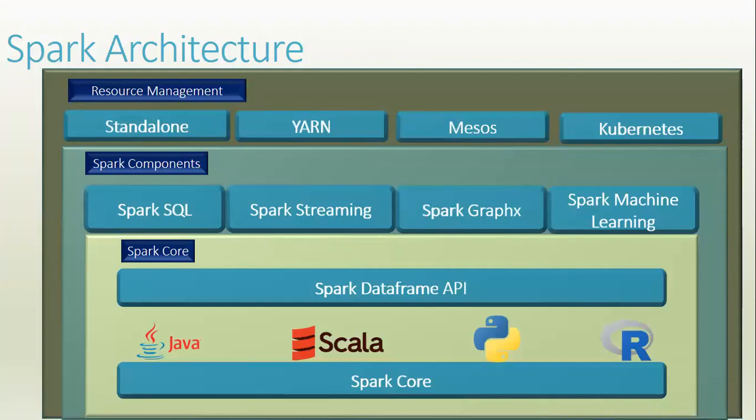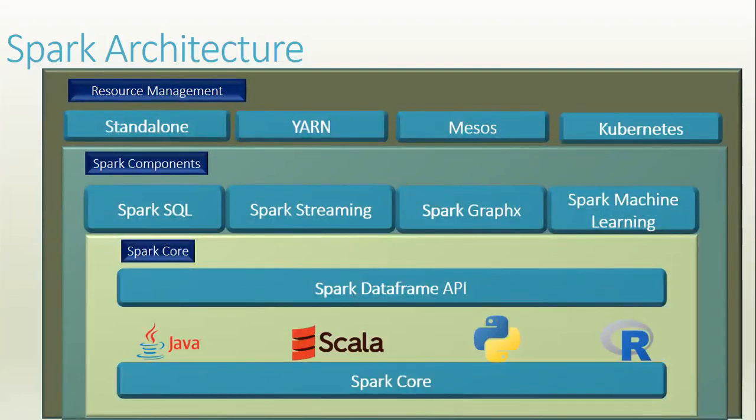Spark comes with what is called Spark Core in its architecture, and it has 4 different programming languages: Java, Scala, Python, and R. And on top of these, we have the Spark Data Frame API, which can be used to represent the underlying data in a tabular format. And there are other components that are also exposed on top of Spark Core and the Spark Data Frame API, them being Spark SQL, Spark Streaming, Spark Graphics, and Spark Machine Learning.